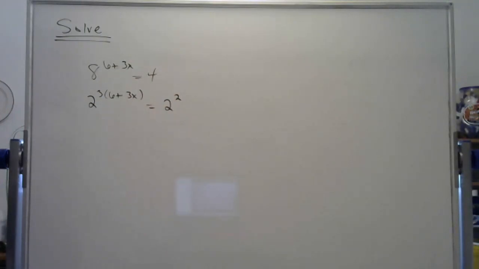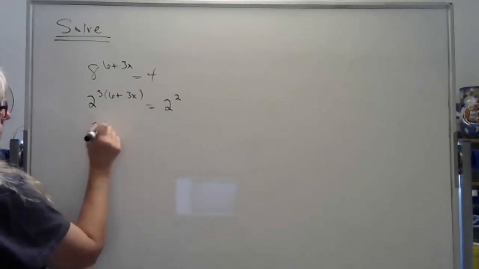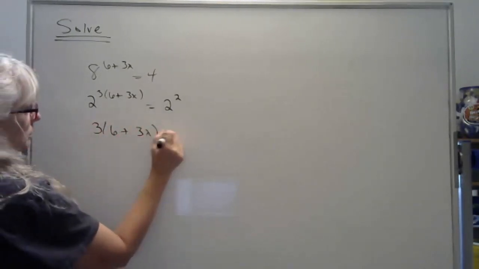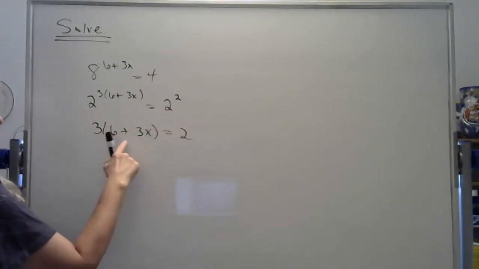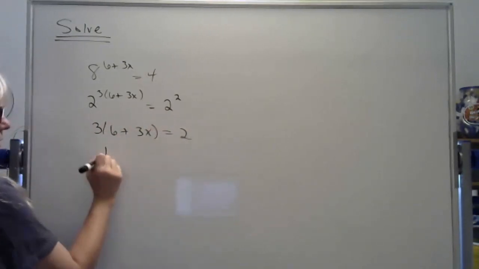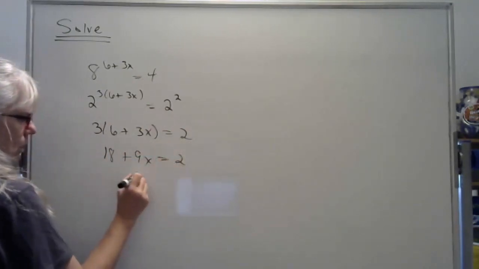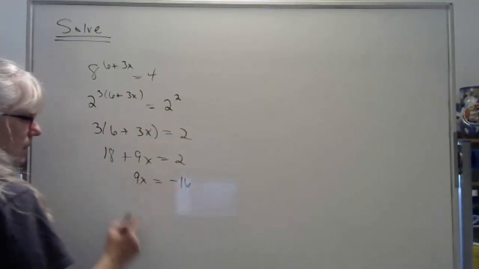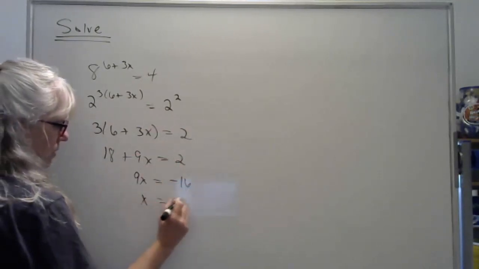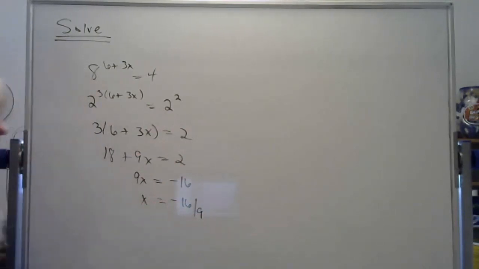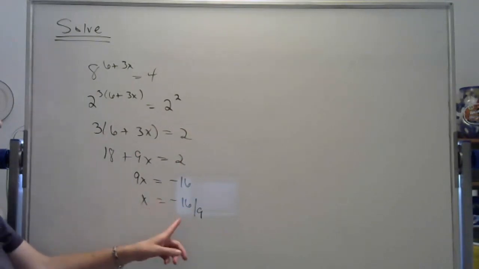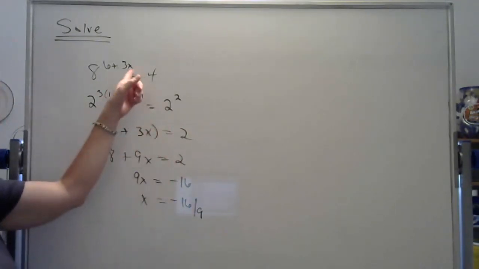And now that we've done that, what do we do? Remember? Set the exponents equal to each other. So we're going to take those 2 exponents and set them equal. So 3 times the quantity 6 plus 3x is equal to 2. Then we'll distribute. So 18 plus 9x equals 2. Or 9x equals what? Negative 16 when I subtract the 18. So x equals negative 16 over 9. So not a very pretty answer, but it definitely works. And you could check it. You could use your calculator and check it really quickly by plugging it back into that x.